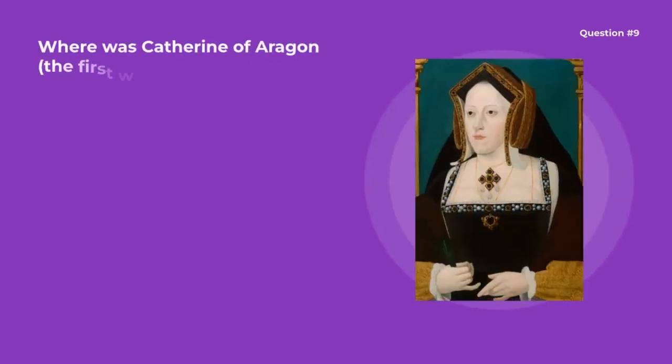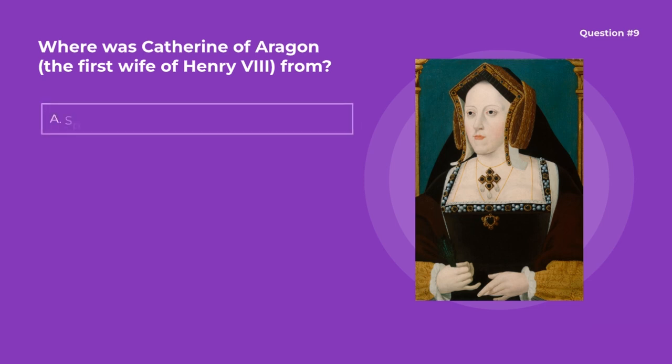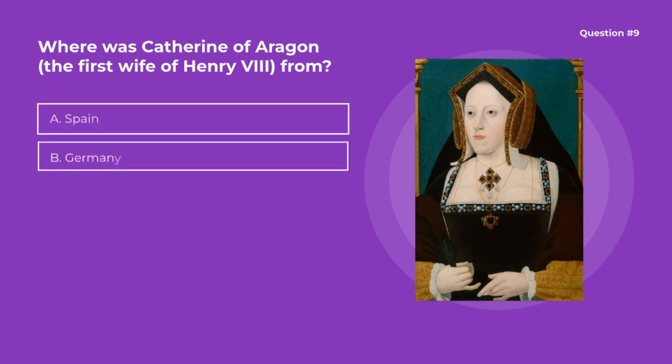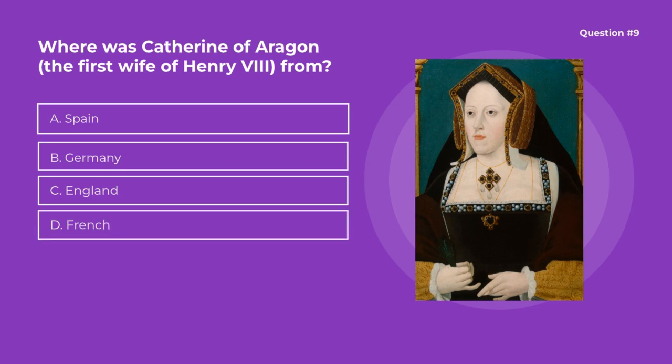Question number 9. Where was Catherine of Aragon, the first wife of Henry VIII, from? Options are A. Spain, B. Germany, C. England, D. France. Correct option is A. Spain. Catherine of Aragon was the daughter of the Spanish monarchs.